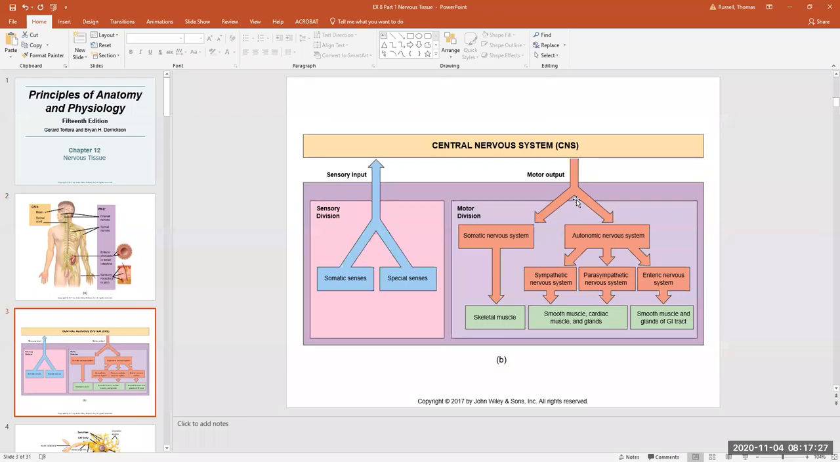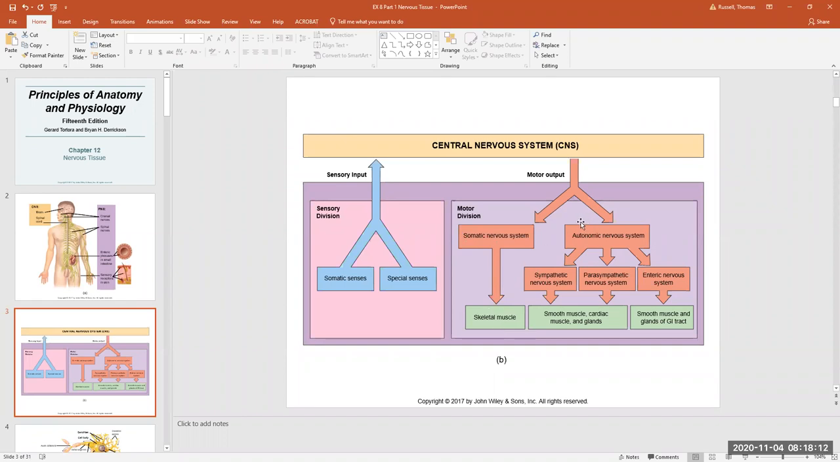The motor output division of the PNS can be separated into two major divisions. The somatic nervous system, where that particular motor neuron would go straight to a skeletal muscle. And if that neuron was firing, it would dump acetylcholine onto the muscle fibers in the muscle right at this area. This represents what you learned, at least in lecture in chapter 10, the neuromuscular junction. So when a neuron fires and fires and fires, the skeletal muscle will contract. This is what we call the somatic nervous system. The only effector for the somatic nervous system is skeletal muscle.